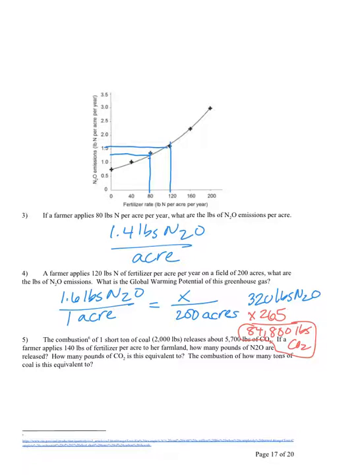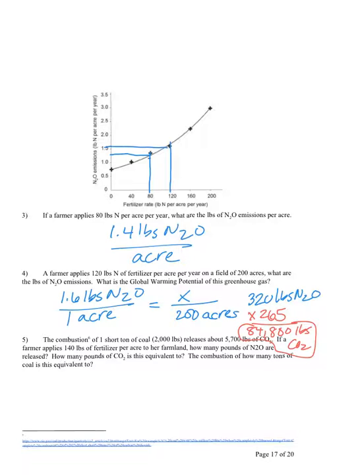Last thing I'm going to do is I have a word problem. I got to extract some conversion factors from this, okay? And it talks about the combustion of 1 short ton of coal, which is 2,000 pounds, releases 7,500 pounds of CO2. So if a farmer applies 140 pounds of fertilizer per acre, how many pounds of N2O are released? How many pounds of CO2 is this equivalent to? And then the combustion of how many tons of coal is this equivalent to?